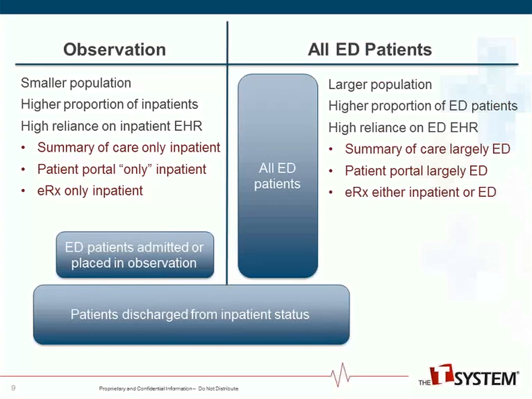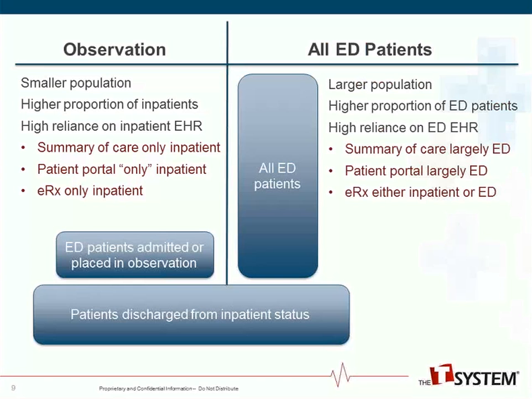Conversely, for all ED patients, you have a very large population, sometimes as much as 10 times larger than you would be using for the observation method. Gives you a little more wiggle room for error or poor adoption. You have a much higher proportion of ER patients. In fact, they are the majority of the patients in this population. And you have a high reliance now on your ED EHR to meet meaningful use.